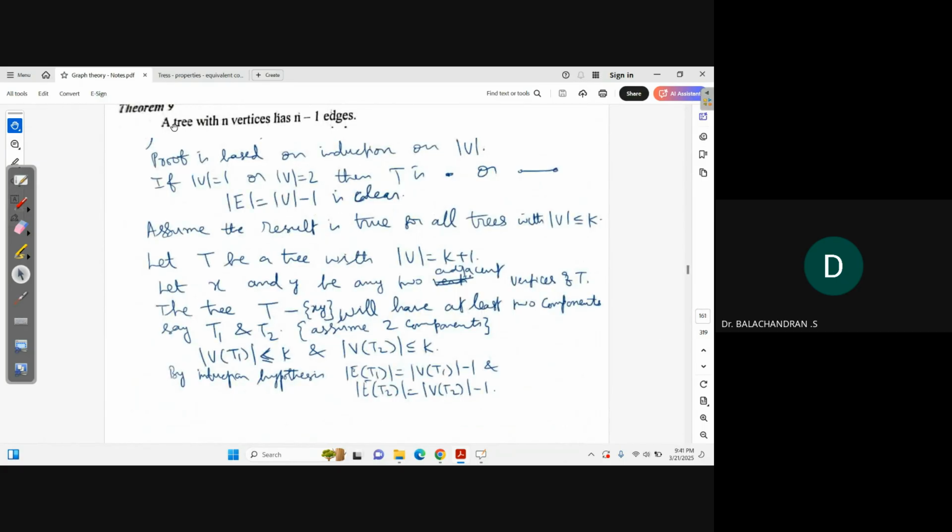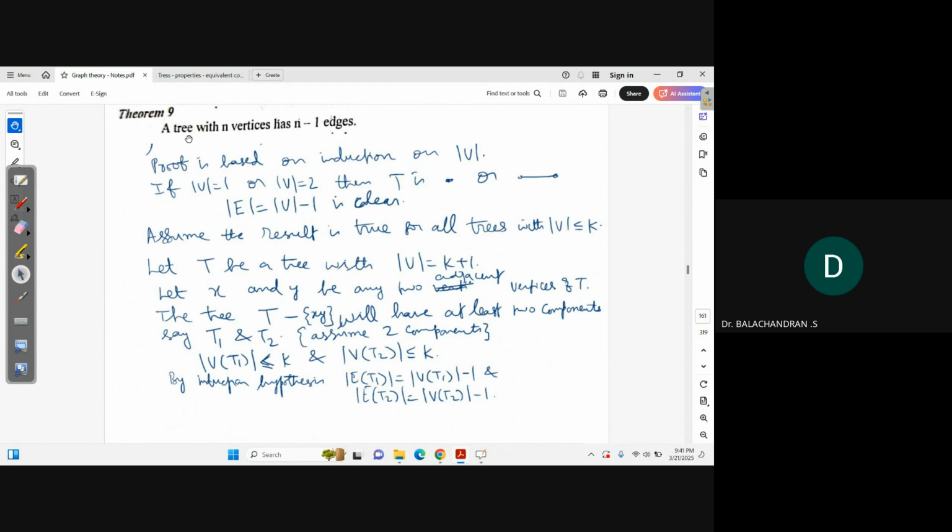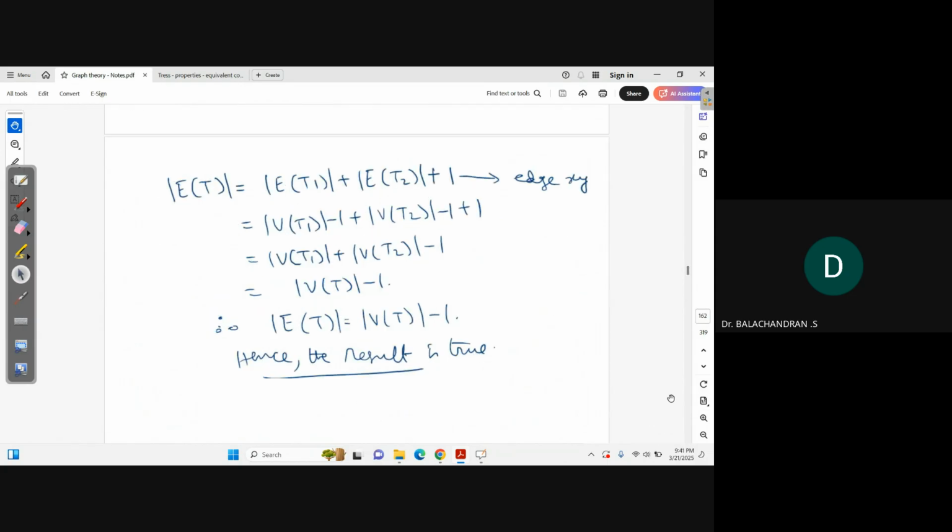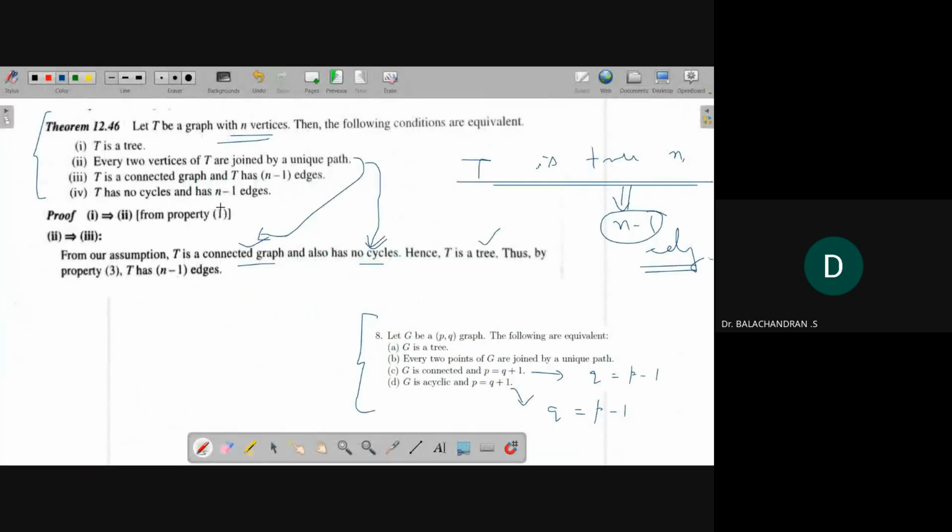Theorem number 9: a tree with n vertices has n minus 1 edges. You should give the proof up to this. Next, I think we discussed 2 implies 3.